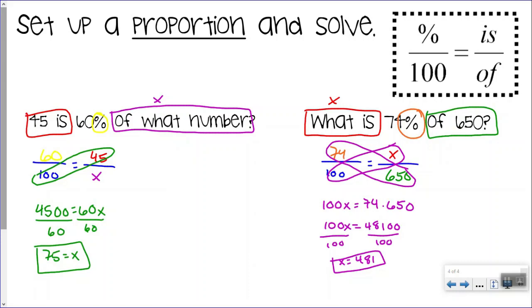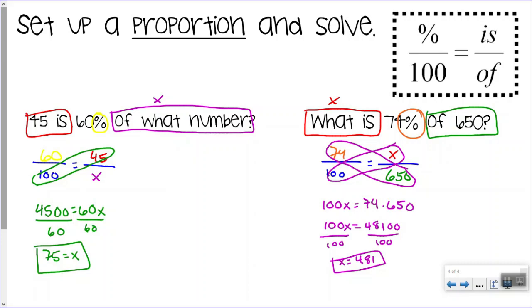If we look at the second problem, we had what is. So what means we're going to have our variable. Is means it's in the numerator, but not above 100 because that's where the percent goes. So it's on the other side. We have 74%, so we have 74 in the numerator of the fraction with the 100 down below, and then of 650, which means our other denominator is going to be 650. We get a final answer of 481 after we solve that proportion.